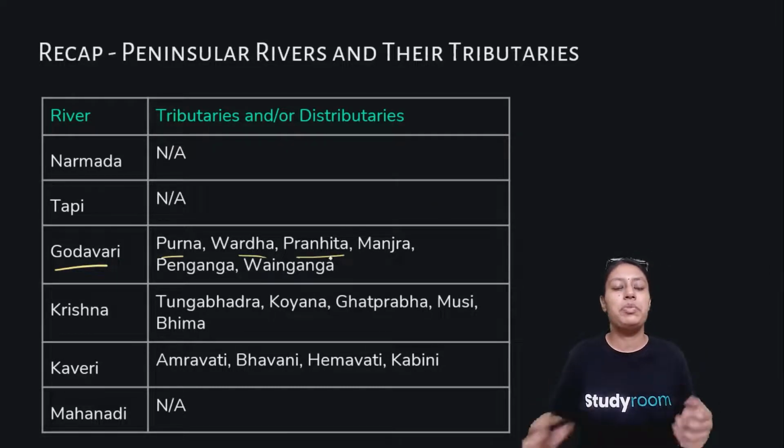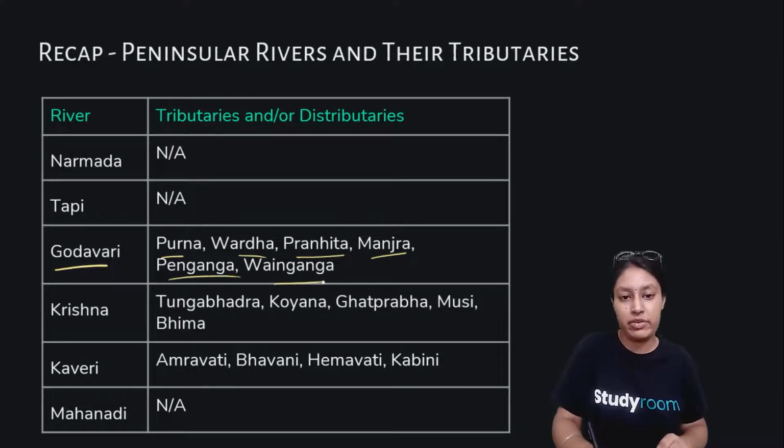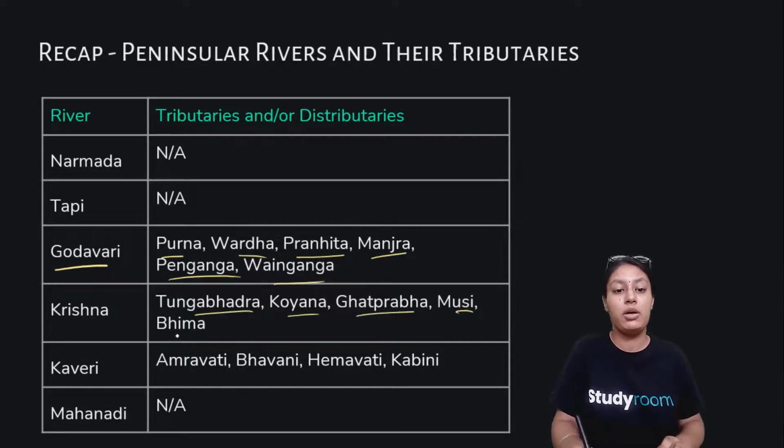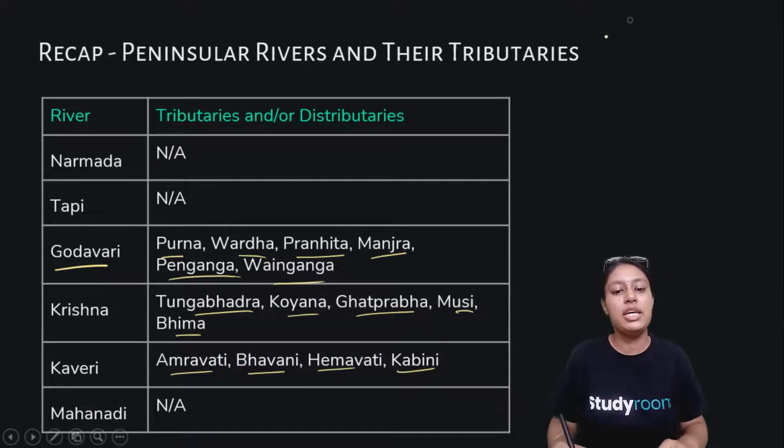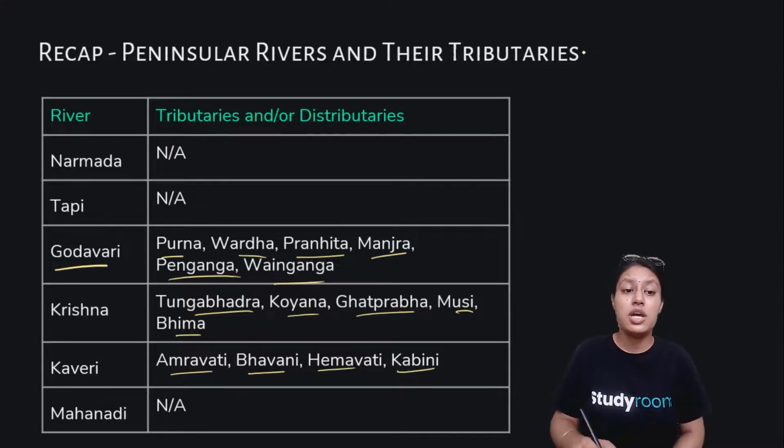Now let's recap the Peninsular Rivers and their tributaries. First, we studied about Narmada River, and then about Tapi River. Then Godavari has majorly Purna, Vardha, Parhinitha, Manjra, Penganga, and Venganga. Krishna has Tungabhadra, Koyana, Ghatprastha, Musi, and Bhima. Kaveri has Amravati, Bhavani, Hemvati, and Kabani. These are the major peninsular rivers, and these are their tributaries.